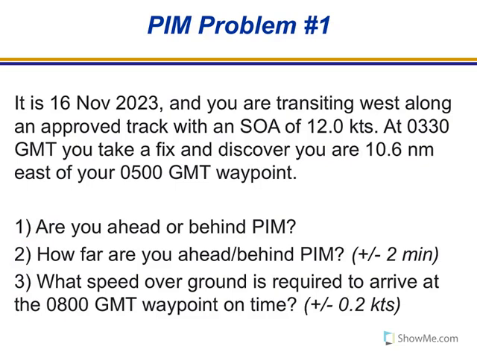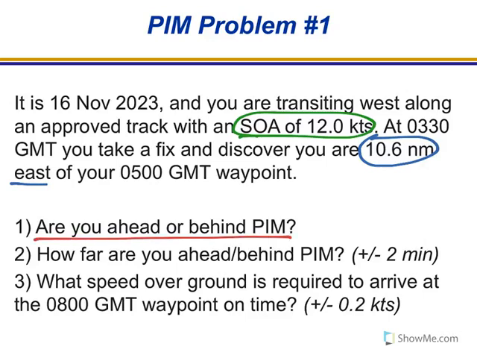Looking at our given information, we have our speed. Speed of advance, that's our planned speed, is 12 knots. We also have our distance. We are 10.6 nautical miles east of our 0500 GMT waypoint. We are mainly going to be looking for time. So question 1, are we ahead or behind PIM? Question 2, how far are we ahead or behind? We have the time of our fix, 0330 GMT. We have the time of our next waypoint, 0500 GMT. So we have all the information we need.